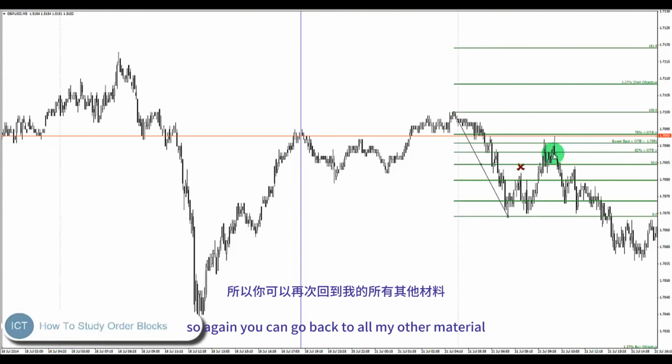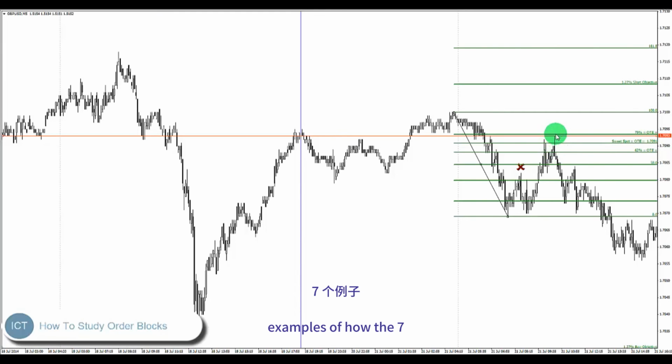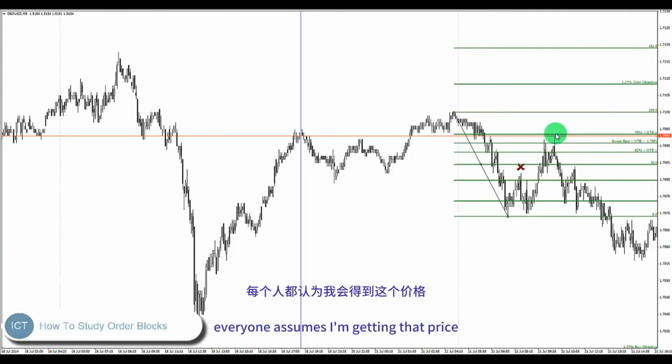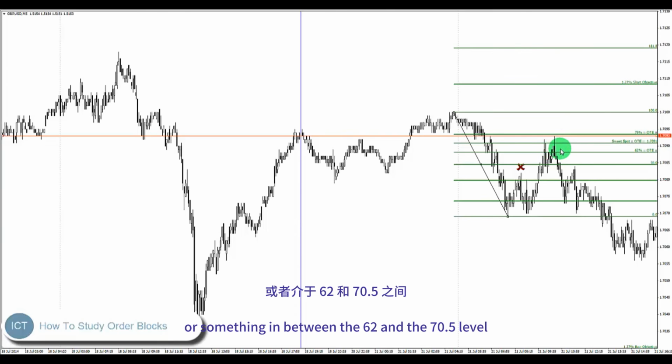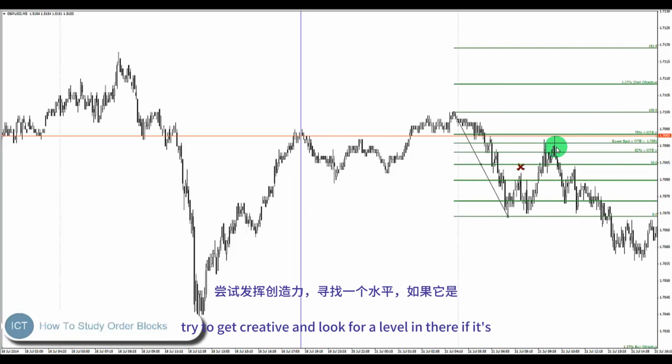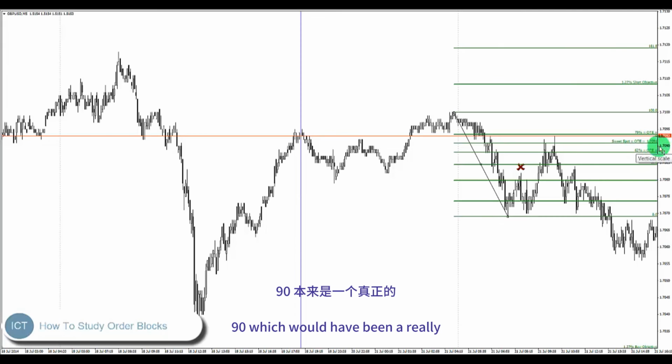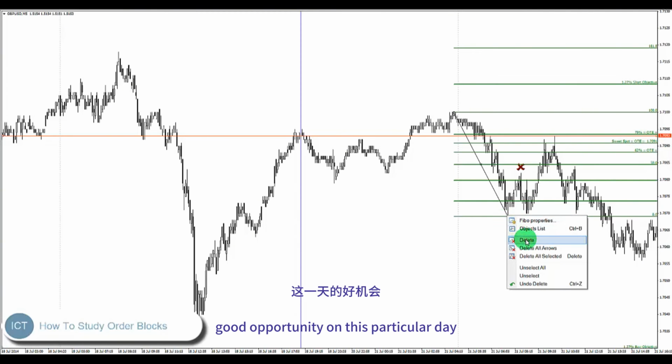So again, you can go back through all my other material and you'll hear me say that. It's wonderful, and when I show examples of how the 79% retracement level really encapsulates the high and low of the moves, everyone assumes I'm getting that price. I'm not getting that price. Many times I'm getting this price here, or something in between the 62 and the 70.5 level. I might try to get creative and look for a level in there, especially if it's a round number. In this case, we have 170.90, which would have been a really good opportunity on this particular day.